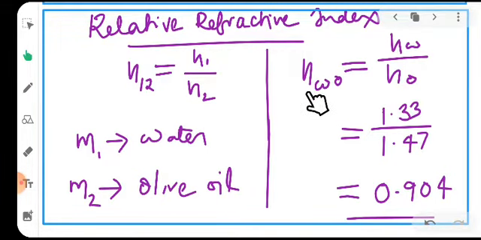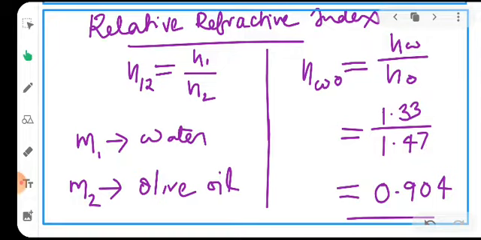So you want to find the relative refractive index of water with respect to olive oil. It's just the refractive index of water over refractive index of olive oil, and you just do the mathematics, 1.33 over 1.47, and it is calculated to be approximately equal to 0.904. So it's a value less than 1. That's relative refractive index. Relative refractive index can be either less than 1 or greater than 1, depending on the type of ratio you are taking.